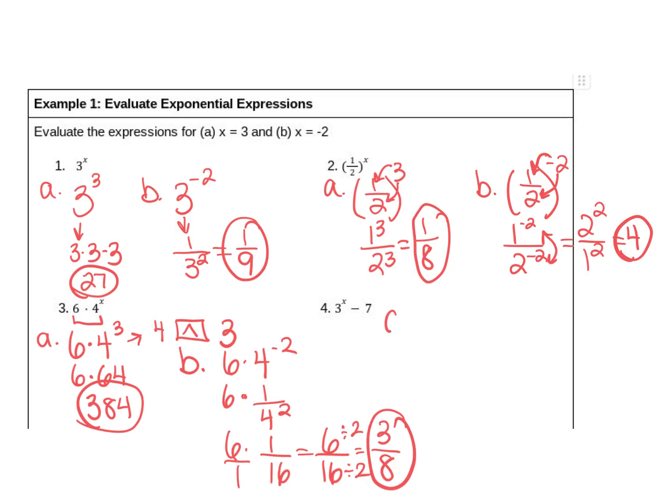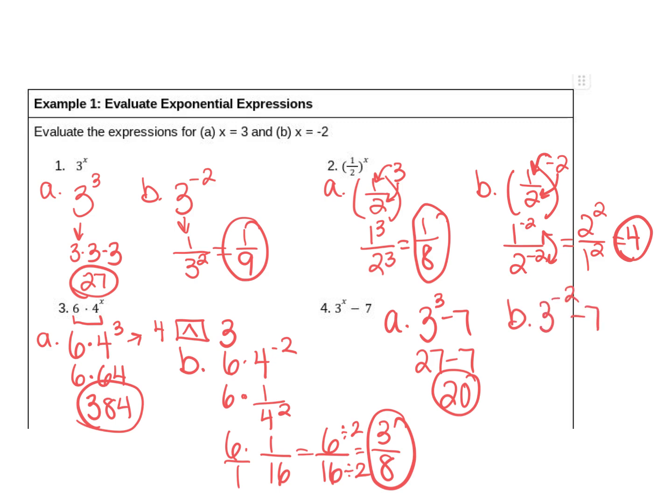All right, last one for this part. We're going to plug in 3. 3 to the third, we had 27. Minus 7 is 20. And then part B, we're going to plug in a negative 2.